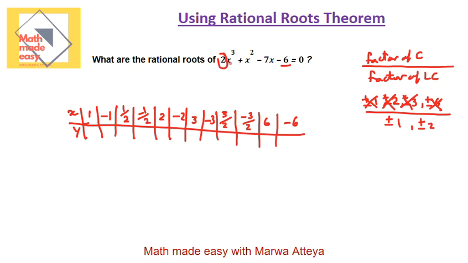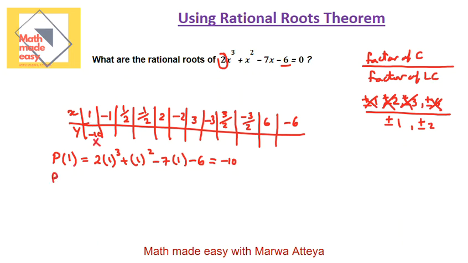How do we test them? We're going to test them by substituting in the equation we have. Now, if I substitute for x equal 1, I'll get p of 1, which is 2 multiplied by 1 cubed plus 1 squared minus 7 multiplied by 1 minus 6. Now, using your calculator, you will find that this value here is negative 10. Now, I'm sure that 1 is not a root, because the value of y when x is equal to 1 is not 0. So this is not a root.